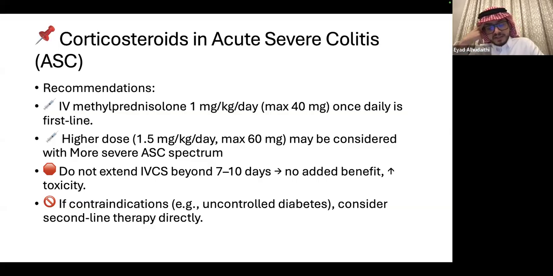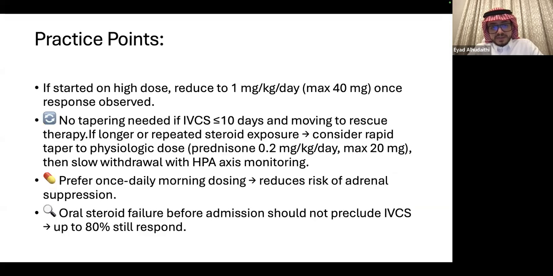If contraindicated, like uncontrolled diabetes or those with behavioral changes, you don't want to consider steroid on them. If started on high dose, reduced to 1 milligram per kg per dose, maximum 40 once, response observed. So if let's say you went to the 60 milligram, don't stay on the 60 milligram for a long time. Try to go to 40 as the patient is improving.